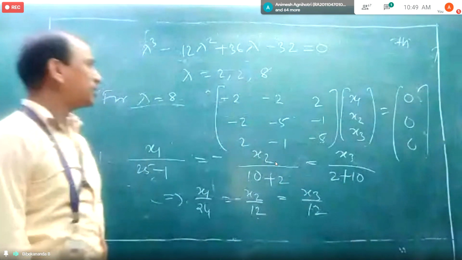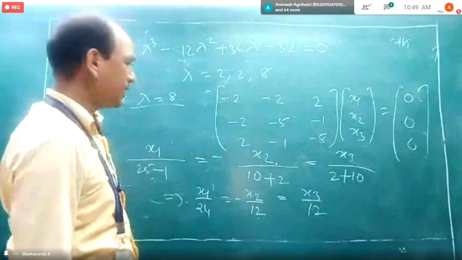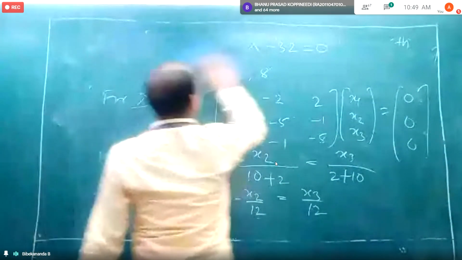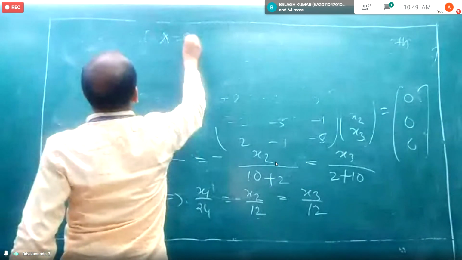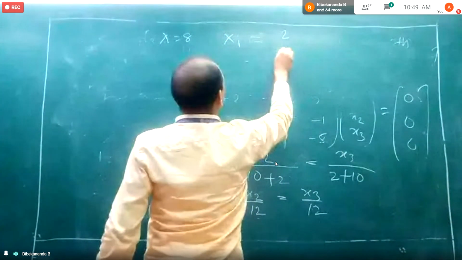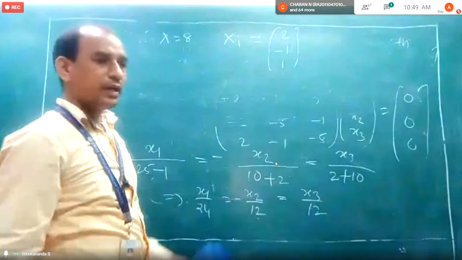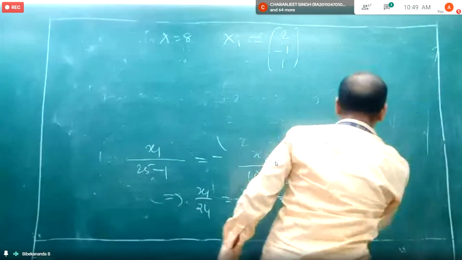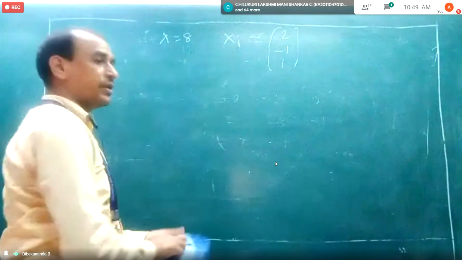So what is the eigenvector corresponding to lambda equal to 8? 2, minus 1, 1. So for lambda equal to 8, eigenvector x1 is equal to 2, minus 1, 1. Okay. Now for lambda equal to 2, we will find the eigenvector, and then we will think about the other thing.